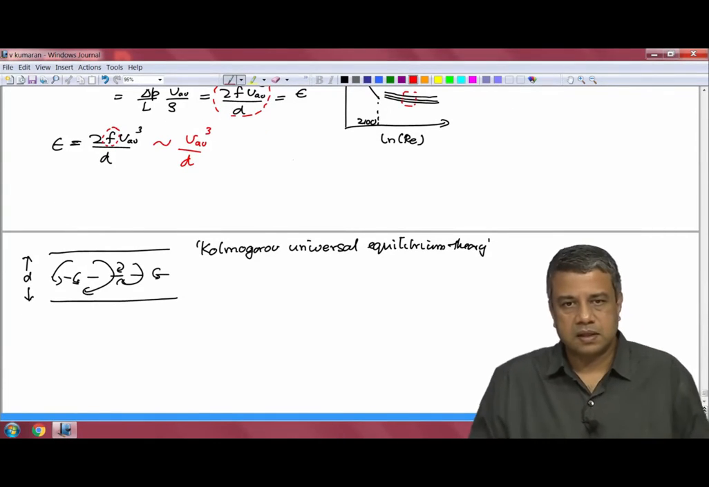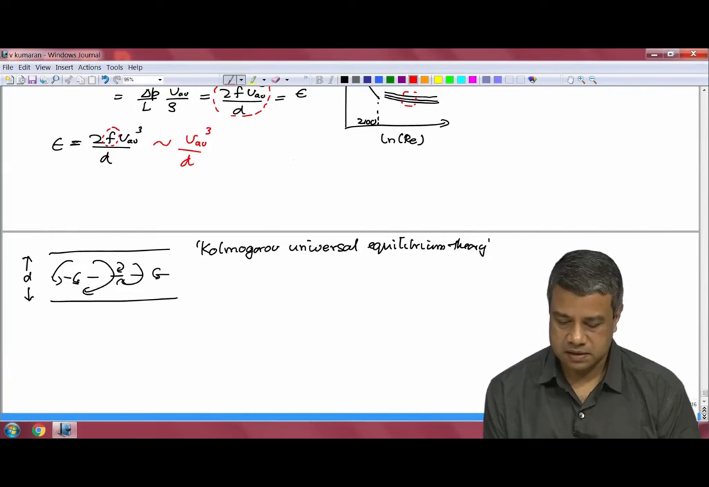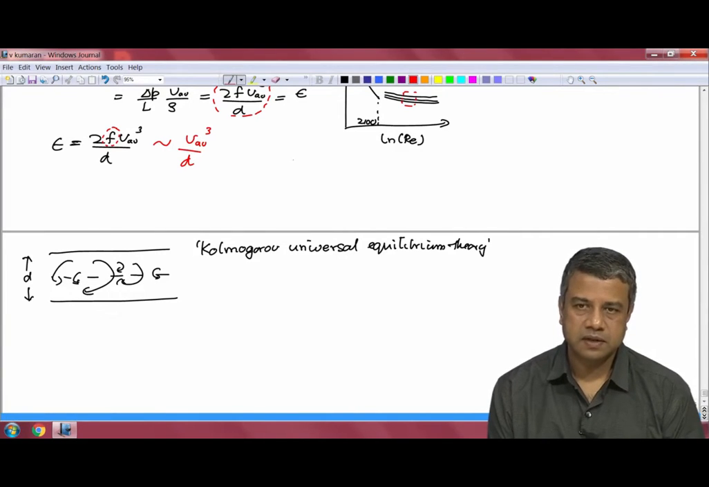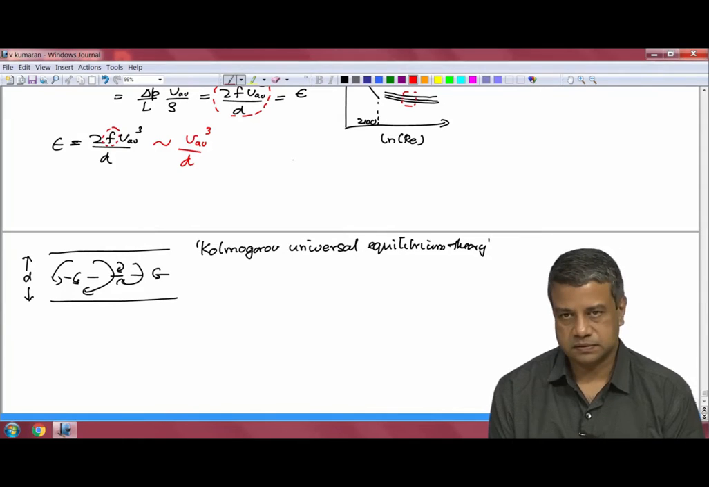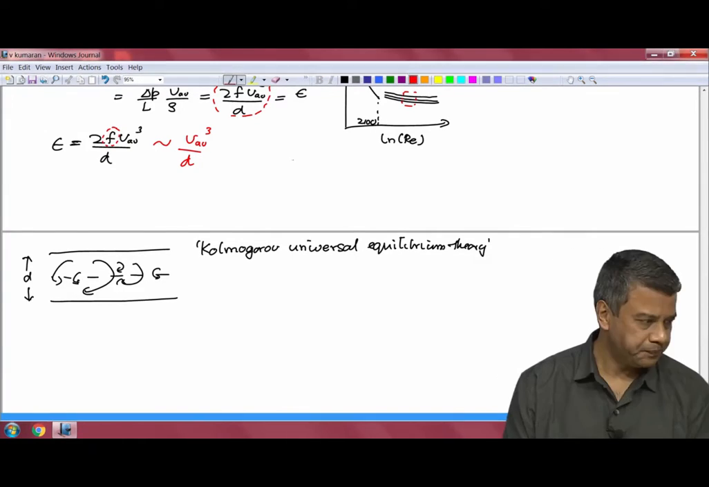Now, I told you that there are a range of different eddy sizes all the way from the large scale to the small scale. And the other thing that I told you was most of the dissipation of energy takes place at the small scales. What that means is that the rate of dissipation of energy at the large scales is much smaller than the rate of dissipation of energy at the small scales.